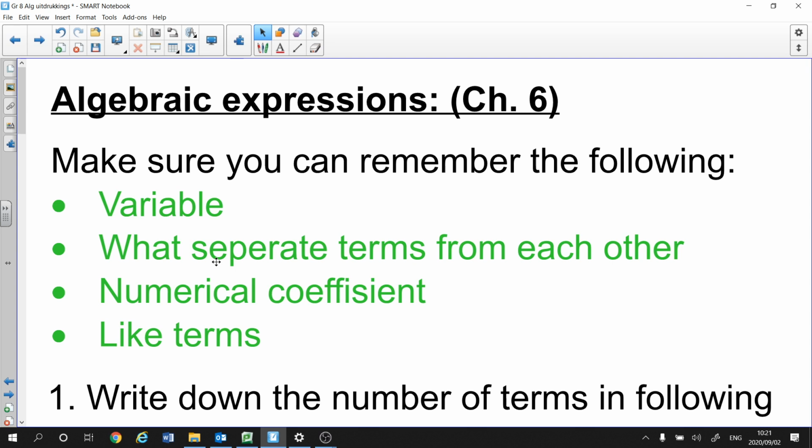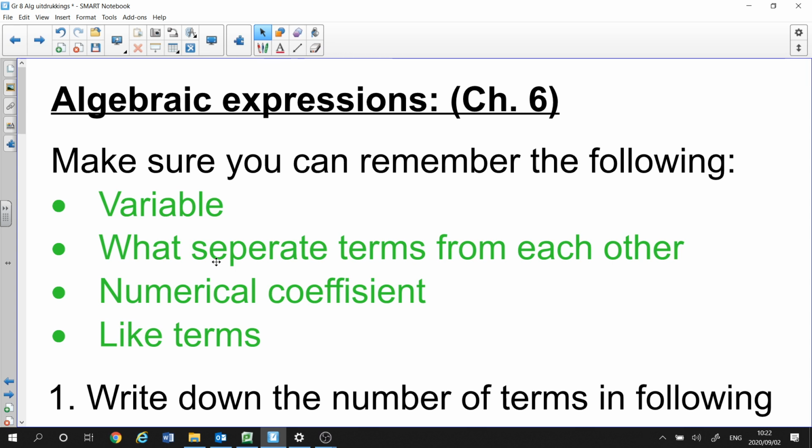A variable is exactly what it states. It's either a, b, x, y, p or m. You don't have a fixed value. So that's why we call it a variable, because the value can vary.